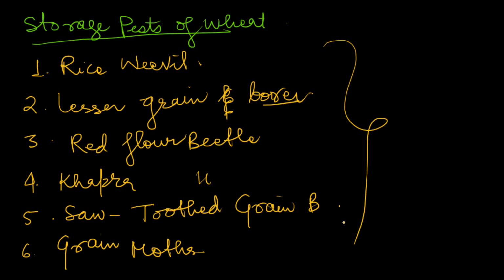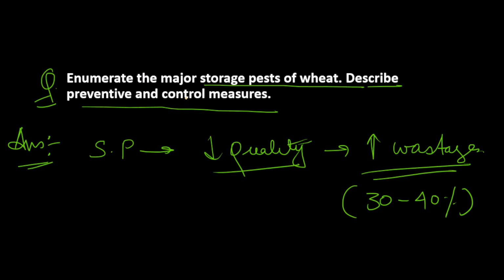They all do a kind of similar destruction. Some will feed on the grains, some will convert the grains into powder, some will make holes in the grains. Now when you see the question, we have to discuss preventive and control measures, that is, preventive and protective measures. First of all, we will be discussing preventive measures, that is, what measures we can take to prevent these storage pests.